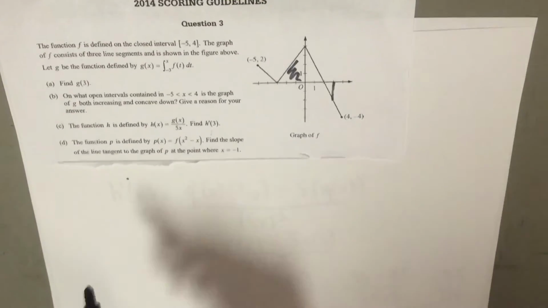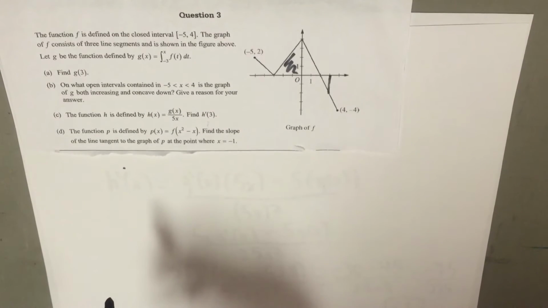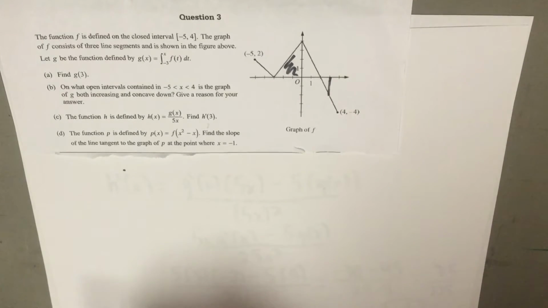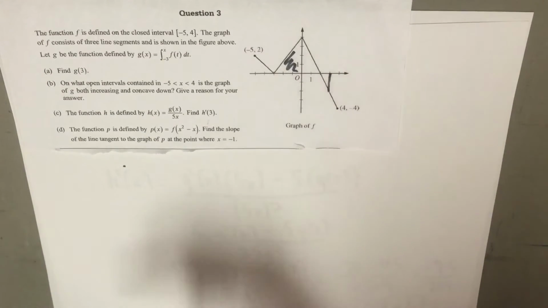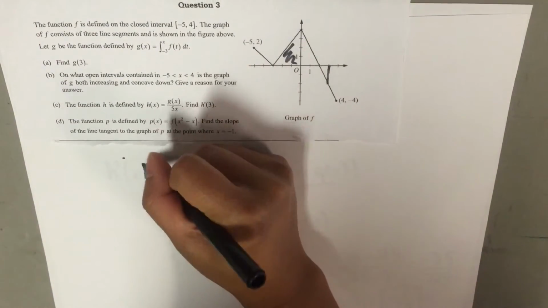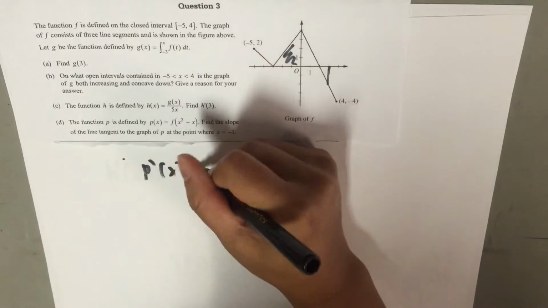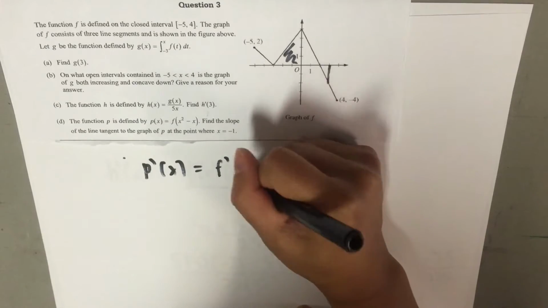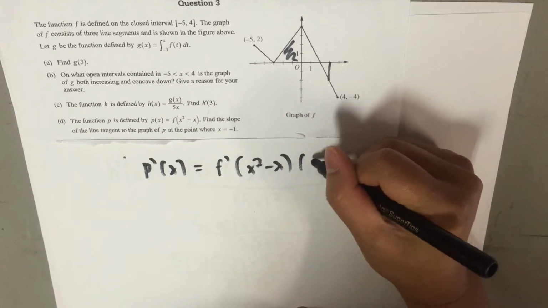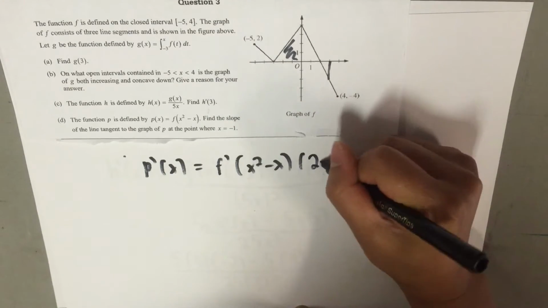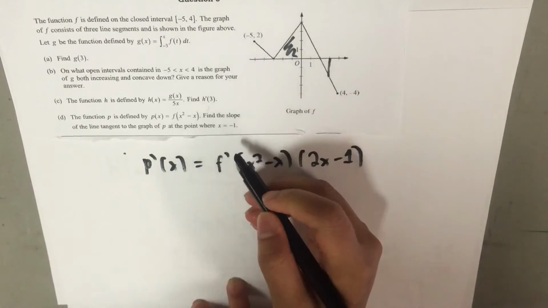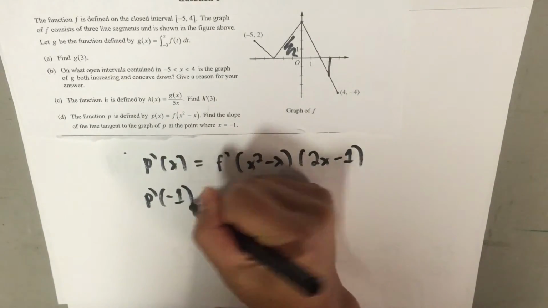So for this last problem, the function p is defined by p of x equals f of x squared minus x. Find the slope of the line tangent to the graph of p at the point where x equals -1. So the first thing we want to do is find the first derivative of p of x. And that would be f prime of x squared minus x. And then with the chain rule, we know that the derivative of the inside would be 2x minus 1. And our x is -1, so we just plug in -1.